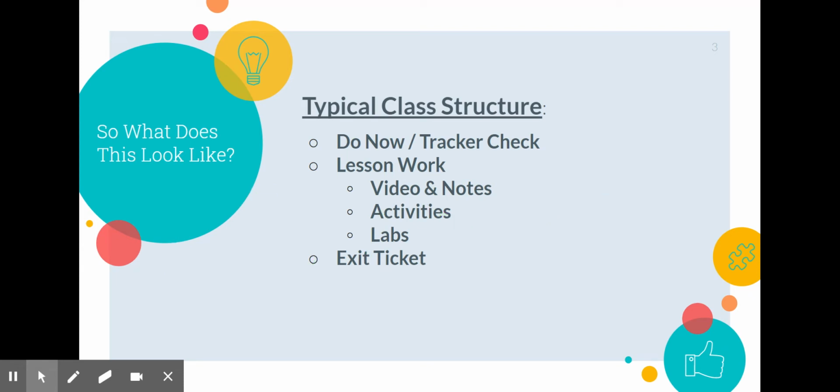So, what does this look like in class? Well, in the typical class period, you'll have a do now, which is a starter question and a tracker check. And we'll talk about the tracker in just a moment. And then you'll work on lessons. So maybe you're doing video notes, maybe you're doing an activity, maybe you're working on a lab. It'll depend on where you are in your lessons. And then you'll do an exit ticket where you'll check out and let me know what you accomplished today.